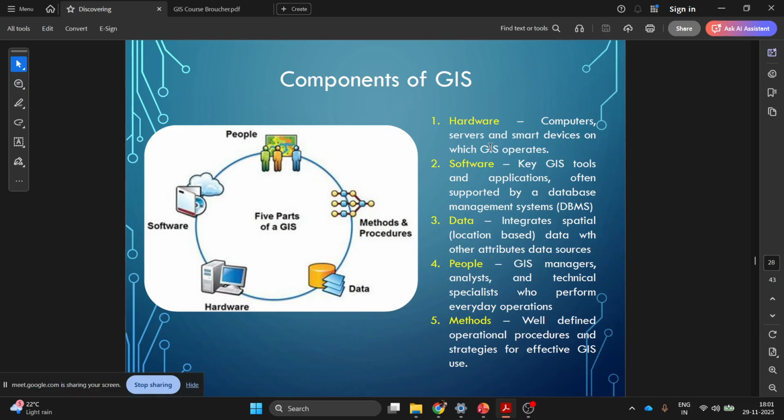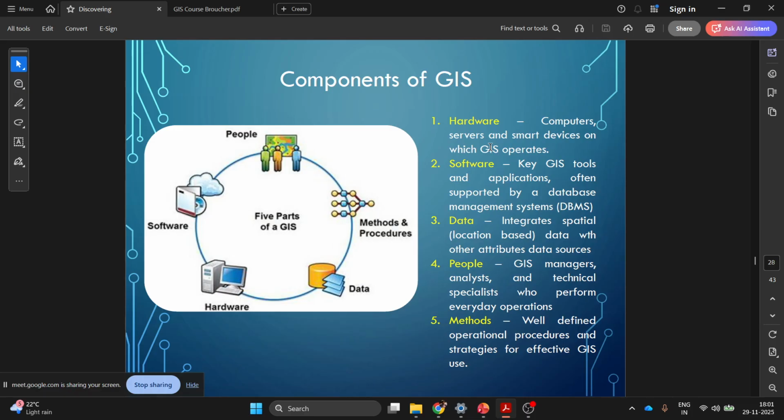Coming to data, in order to have a GIS, we need a data set. It integrates spatial, that is location-based data, with other attribute data sources. Like I was referring, for example, the color of a car, or what type of car I have, that is data. That data is needed for a GIS system.